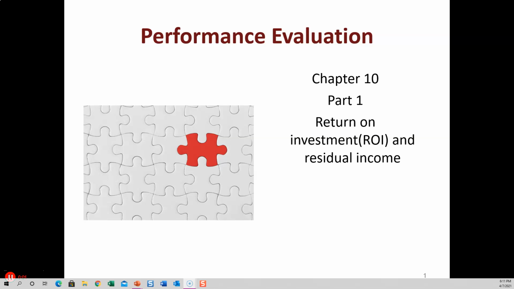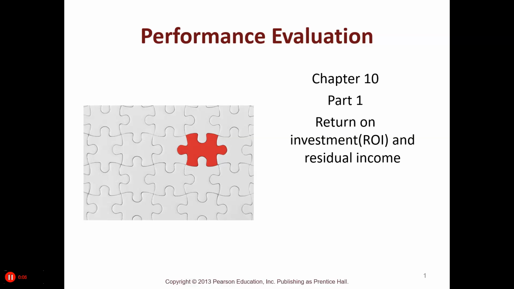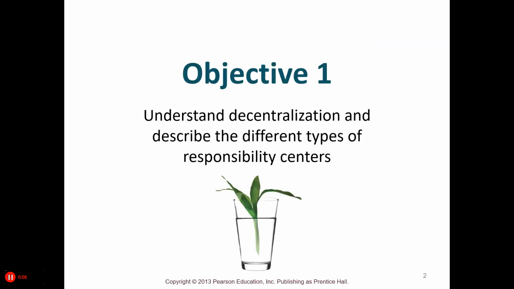Chapter 10, Part 1, we're going to look at return on investment and residual income. One of the things you need to understand is that we have decentralization, which delegates, and that describes different types of responsibility centers.